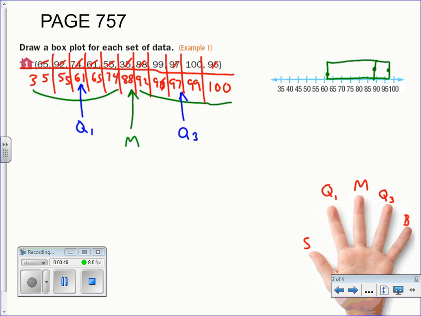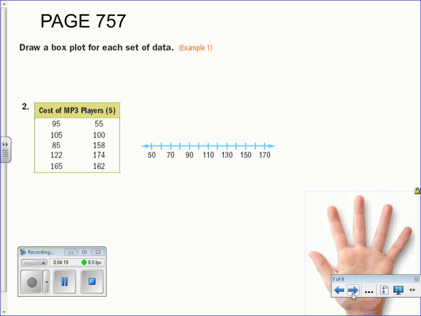Now I need my whiskers. I need a dot at 35 because that's my smallest number. And I need a dot at 100 because that's my biggest number. And done. There's my box and whisker plot. Pretty straightforward. And again, just by looking at that plot, I can see what the median is, quartile 3, quartile 1, and the biggest and smallest number. No outliers on this one. I believe the next one does have one. All right, let me pause it again. I'll put them in order.